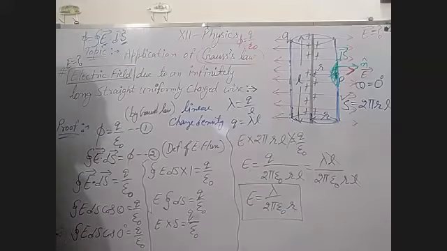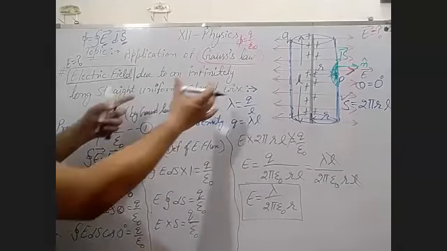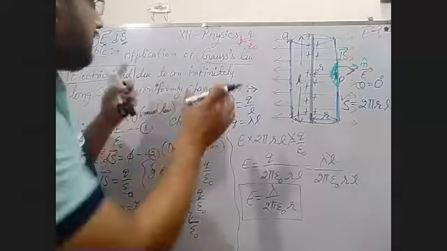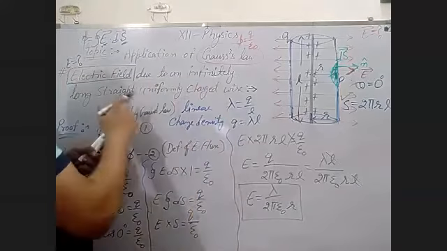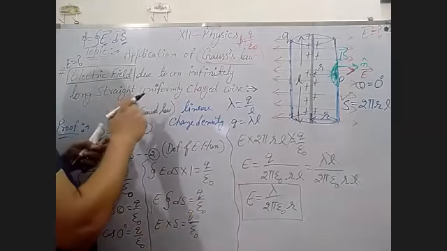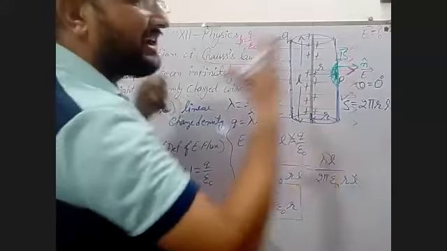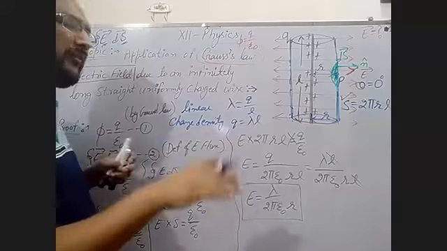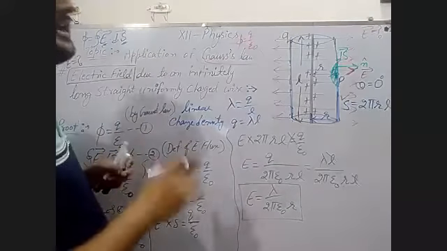Now the final equation for calculating the electric field in this situation, when a uniformly charged wire releases electric field lines, then at any point, this is how you can calculate this electric field value.